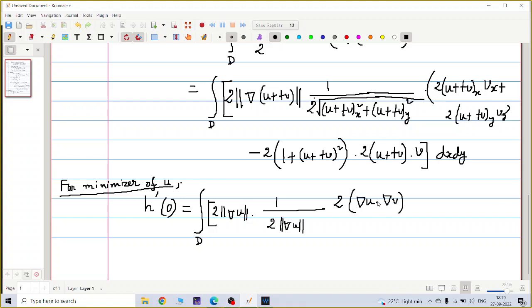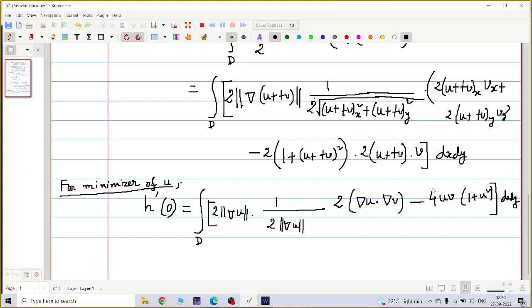Because grad u means ux and uy, and grad v means vx and vy. In terms of vectors, the dot product is ux vx plus uy vy at t equal to 0. So this is this, minus 4 u v, into 1 plus 4 u v into 1 plus u square, into dx dy.